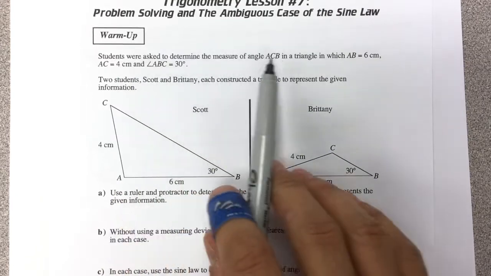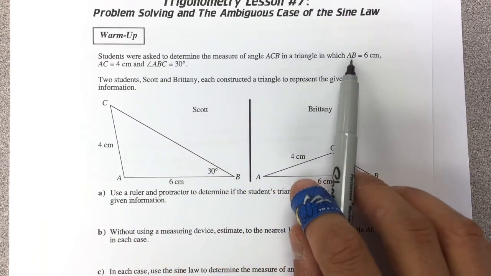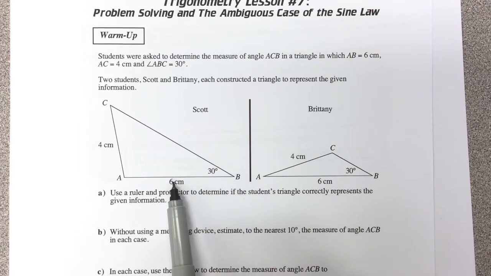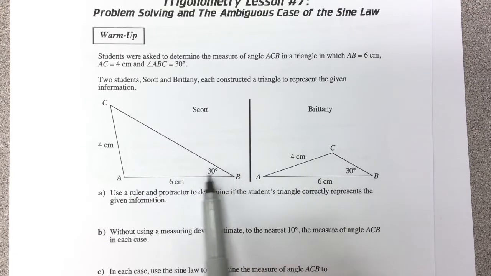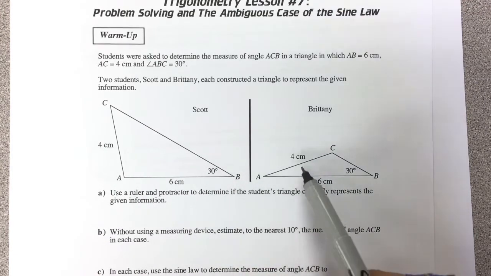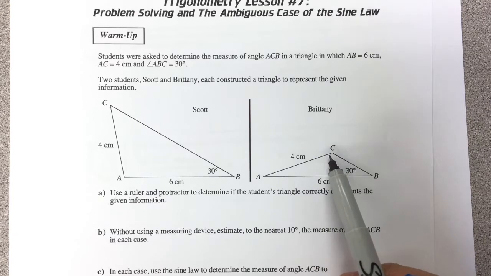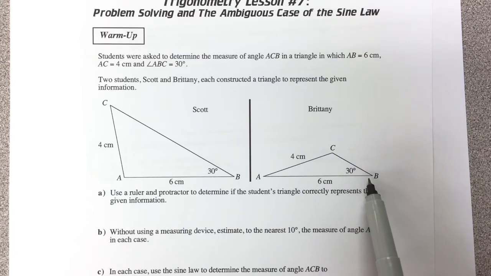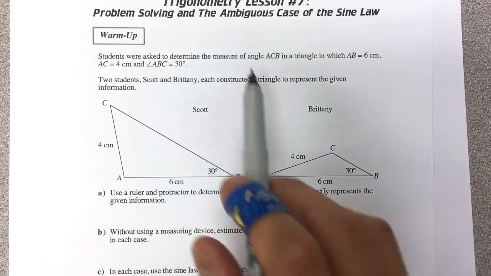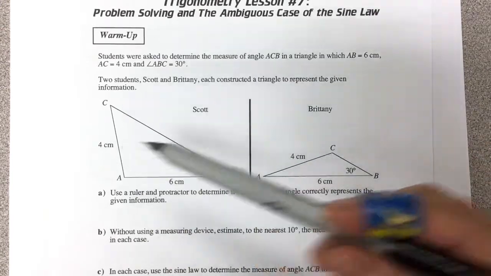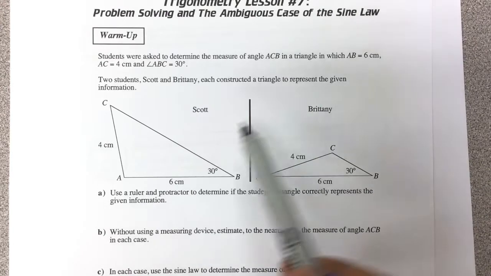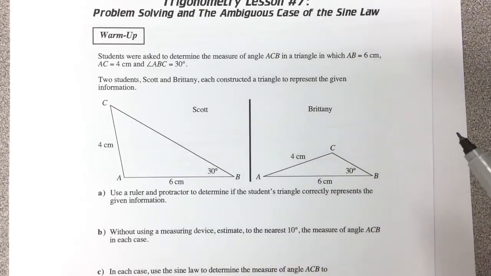If we look at Scott's triangle, AB is 6 centimeters, side AC is 4 centimeters, and angle ABC is 30 degrees. If we look at Brittany's triangle, AC is 4 centimeters, side AB is 6 centimeters, and angle B is 30 degrees. So same information, different triangles. Therefore, the measurement of C is going to be ambiguous as to which case we're actually looking at, because with the information given, it can actually be both.